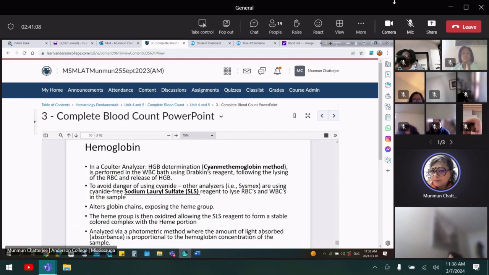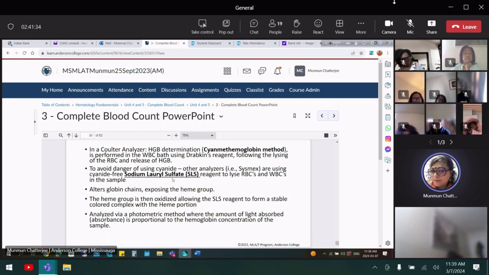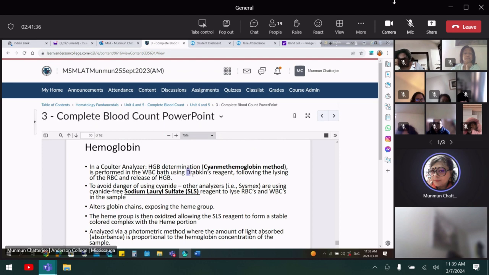So again, just to repeat, in the Coulter analyzer or the automated analyzer, hemoglobin is determined using the cyan methemoglobin method. It is performed in the WBC bath using a diluting Drabkin's reagent to measure the hemoglobin following the lysing of the RBC and release of hemoglobin. What is the reagent you use for the hemoglobin measurement? Drabkin's reagent. Where is it used? In the WBC bath.